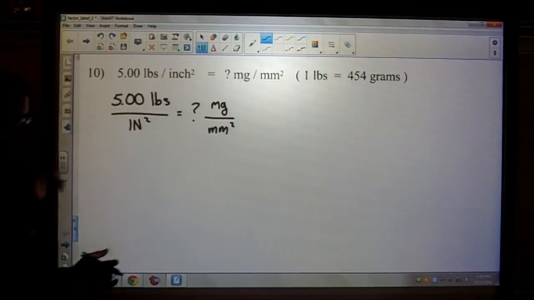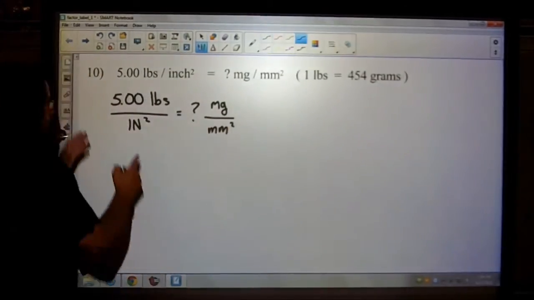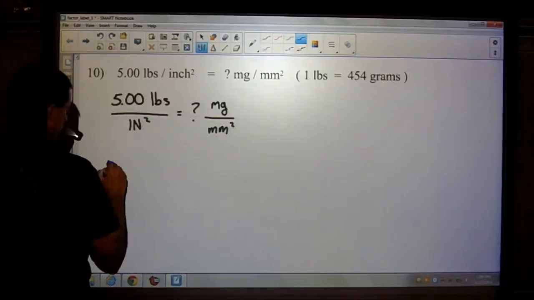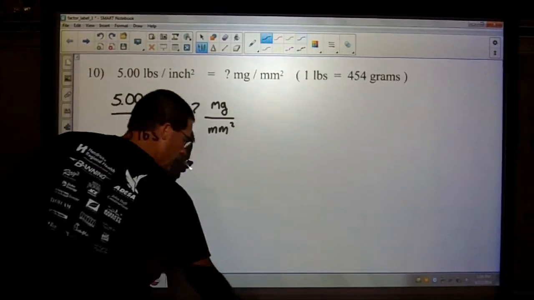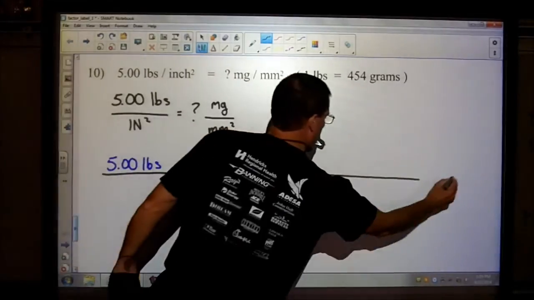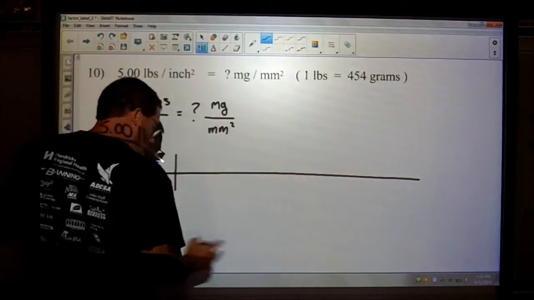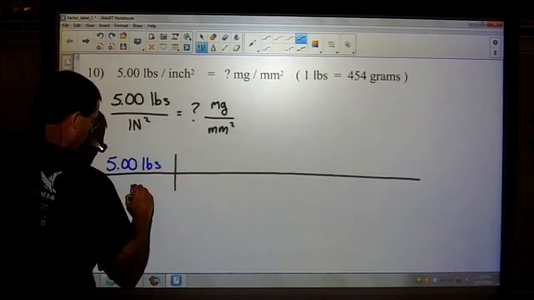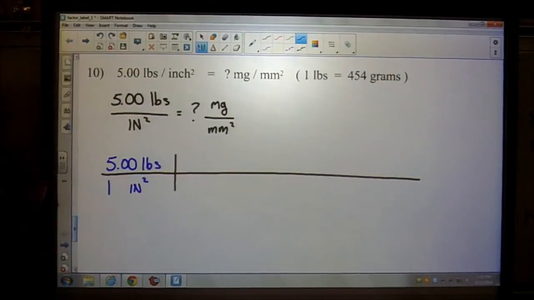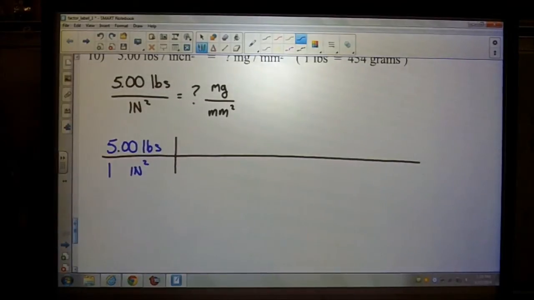So again, make sure you write down what you know. So we know we have 5 pounds for every inch squared. And again, that's for every 1 inch squared. So if you need to write a 1 inch square there, that's fine. That's cool. We can live with that.